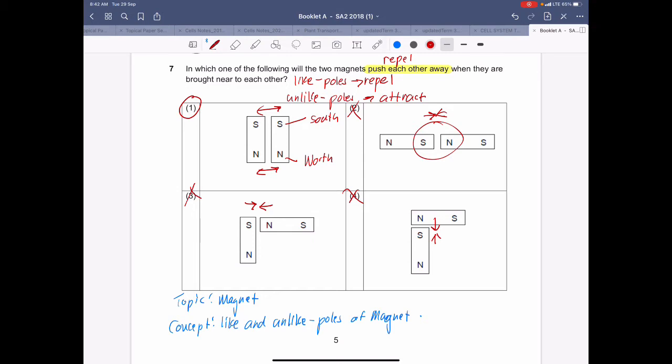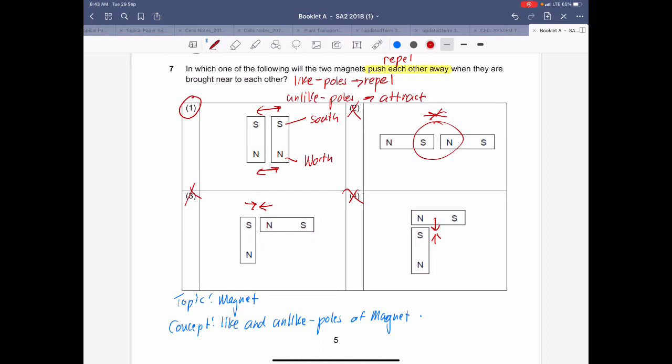If I convert this to an open-ended question, explain which set of magnets will push each other away, you have to say set 1. This is because the south pole of one magnet is facing the south pole of the other magnet. Similarly, the north pole of one magnet is also facing the north pole of another magnet. Therefore, because they are like poles facing each other, they will repel each other.